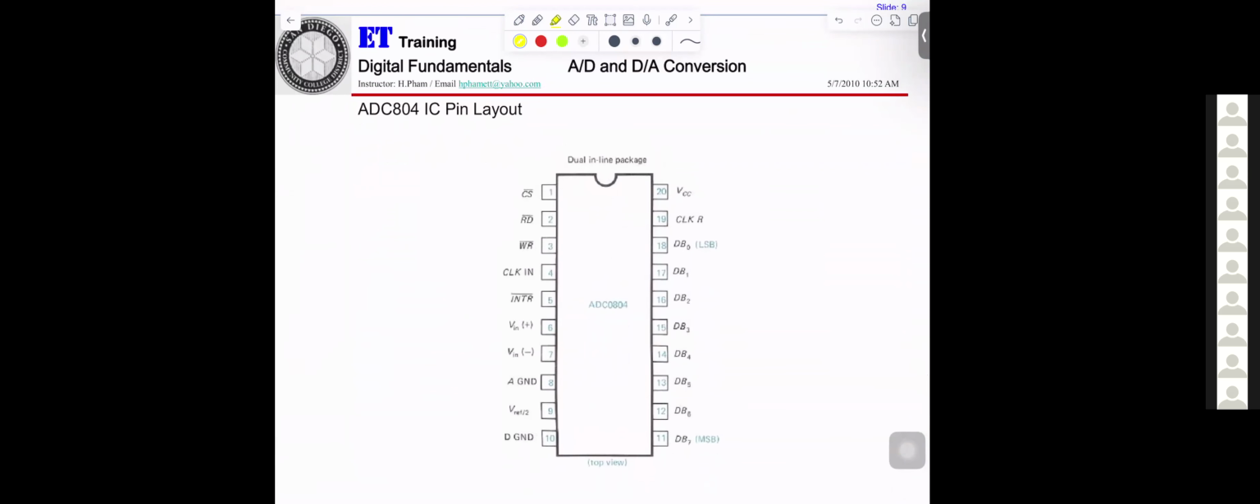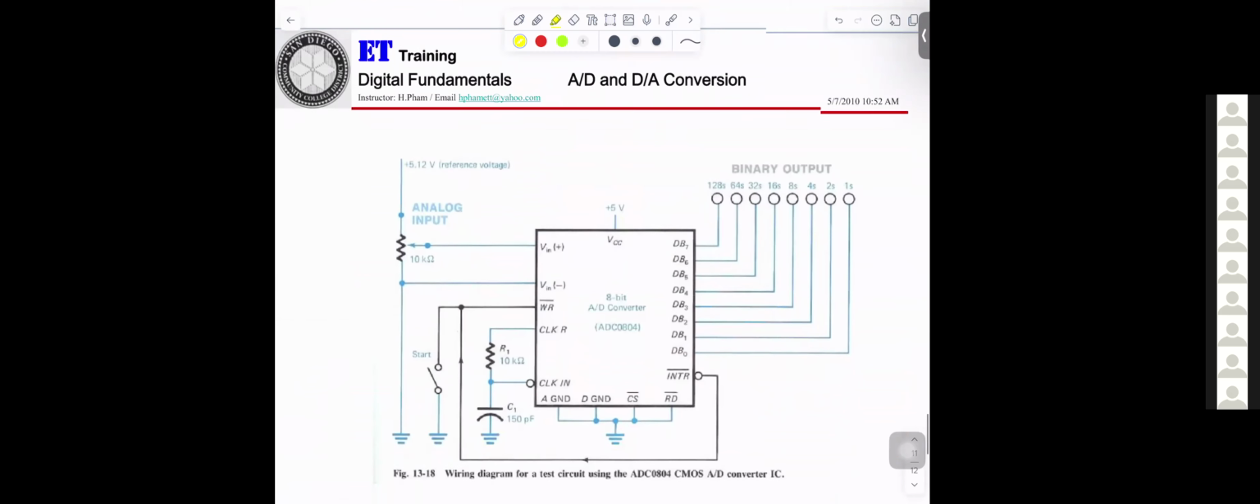ADC. This is the IC, analog digital converter. If you're looking at that one, how many pins? 20 pins. And they're using VCC, that means they're using 5 volt in the digital system. And they tell you what will be input, what will be output. When we get to the lab, we will go into detail on that.